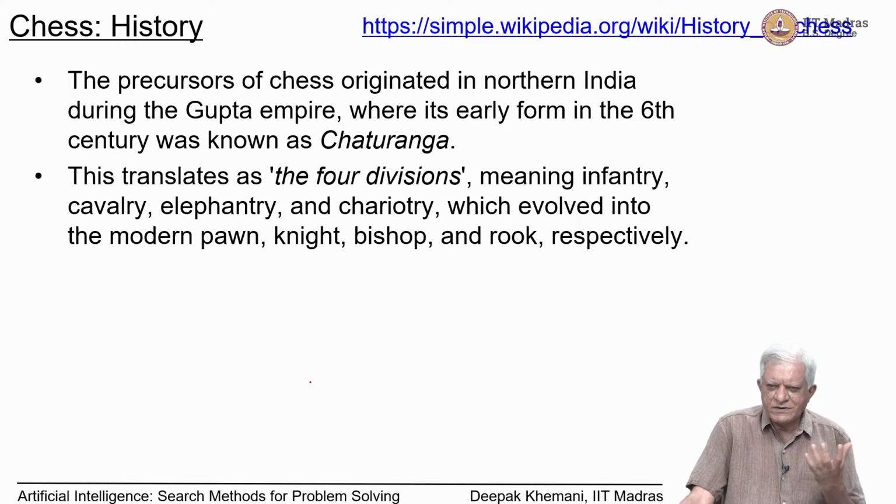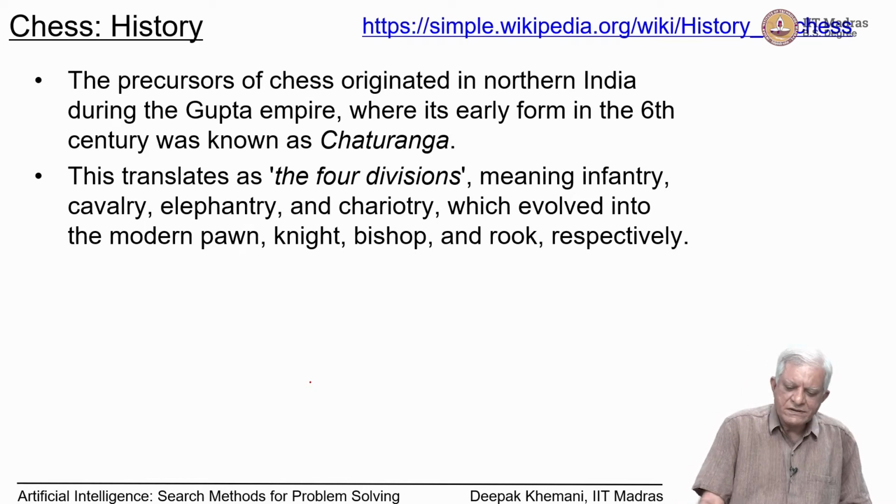So, chess was always used as a strategy game, that if you are 2 generals or 2 kings, how can you make use of whatever resources that you have, how can you lay out your armies and things like that. So, the 4 divisions, meaning infantry, cavalry, elephantry and chariotry, evolved into the modern pawn, knight, bishop and rook respectively, essentially.